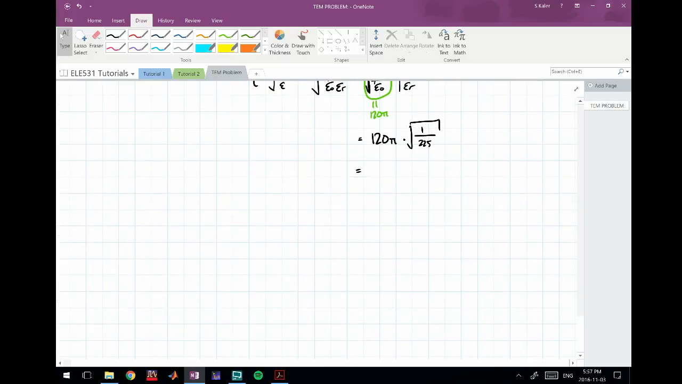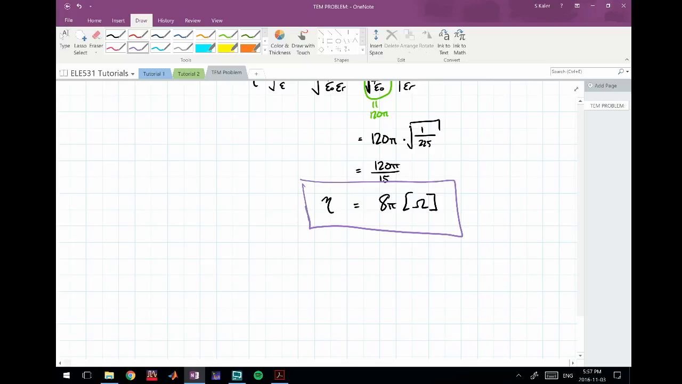So it's just going to be 120 pi over 15. Now if you're on a test and you feel that's as far as you want to go, that's fine. If you're feeling a little brave and think you can actually go through and do the division, then let's go ahead and do that, and we get 8 pi. And now the units are ohms because it's a characteristic impedance. So we get that eta equals 8 pi ohms. And that's our final answer for part J.